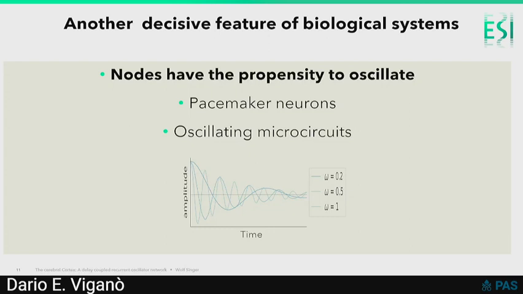Now, another very important feature of biological intelligence systems, nervous systems in general, is that all the nodes, all the neurons, have the propensity to oscillate. When they get disturbed, they respond with a damped oscillation of various frequencies. And if individual neurons are not already oscillating, which is very much the case in simple nervous systems, you have microcircuits that are wired in a way that makes them function like a damped oscillator. And they cover frequencies from below 1 hertz all the way up to 200 hertz.